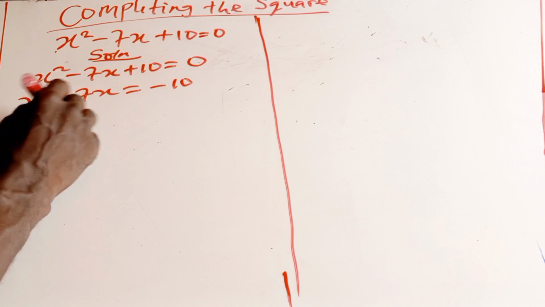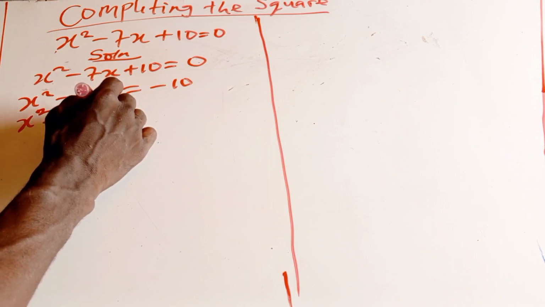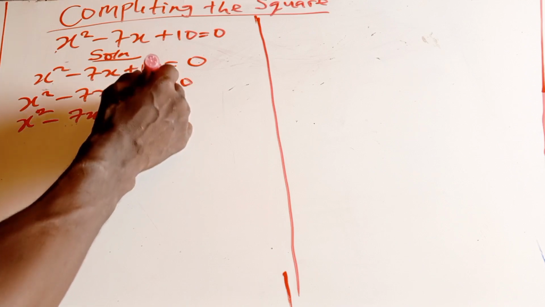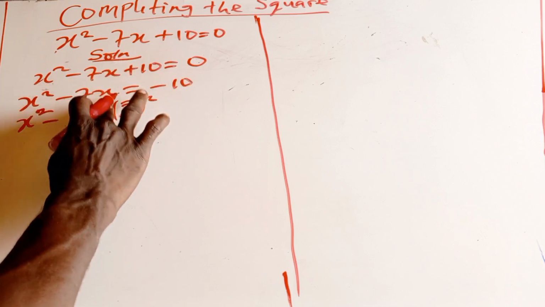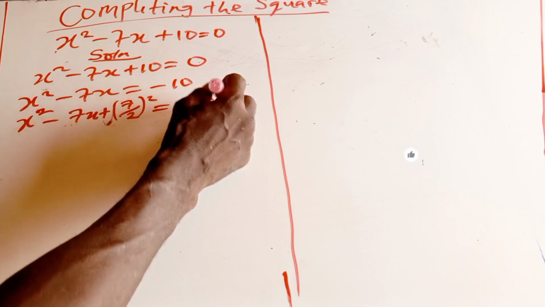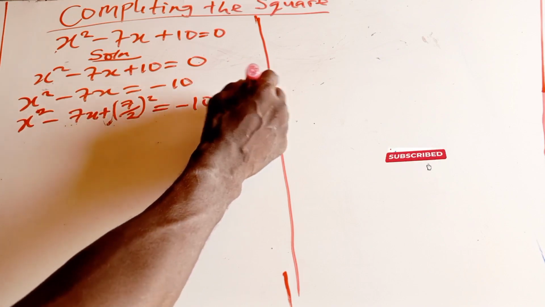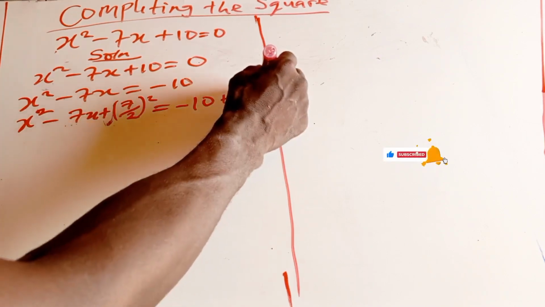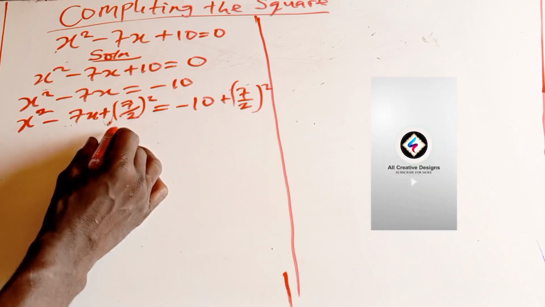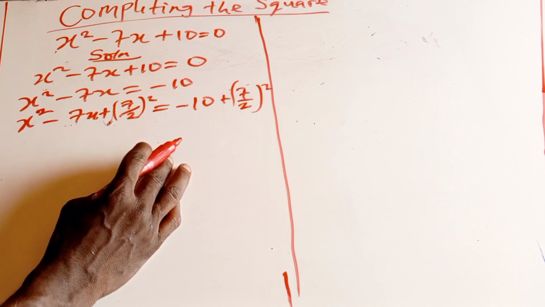Therefore, we have x squared minus 7x plus (7 over 2) squared. If you square it, then we can add it to both sides, is equal to minus 10 plus (7 over 2) squared. Now the next step says after we find the half of 7, we square it and add it to both sides. Now we are going to simplify.